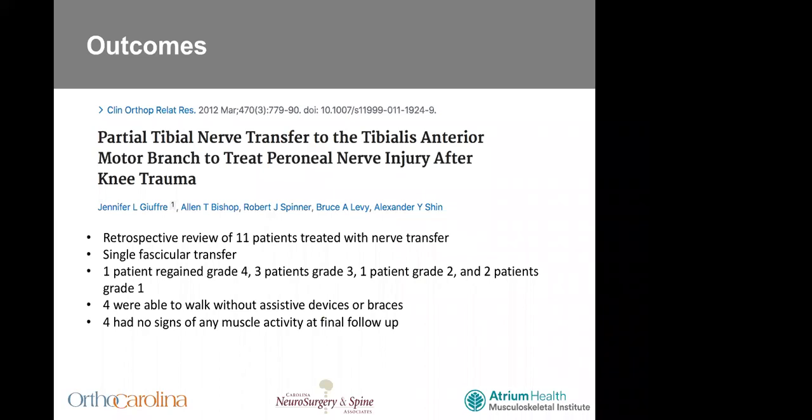Outcomes of this have been variable. One of the original articles describing this talked about 11 patients who were retrospectively reviewed with nerve transfer. This was a single fascicular transfer. One patient regained grade 4 out of 5 strength. 3 patients regained grade 3. 1 patient was at grade 2 out of 5, and 2 patients were grade 1. 4 were able to walk without assistive devices at final follow-up, and 4 had no signs of any muscle activity at final follow-up.